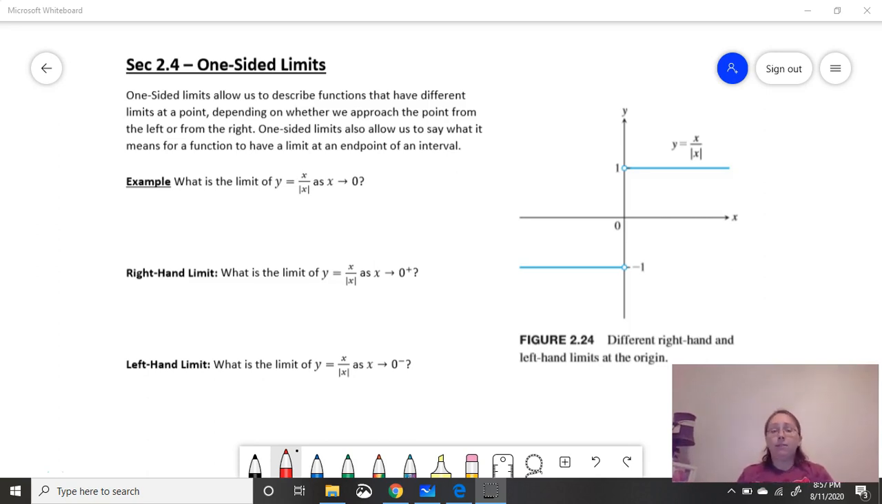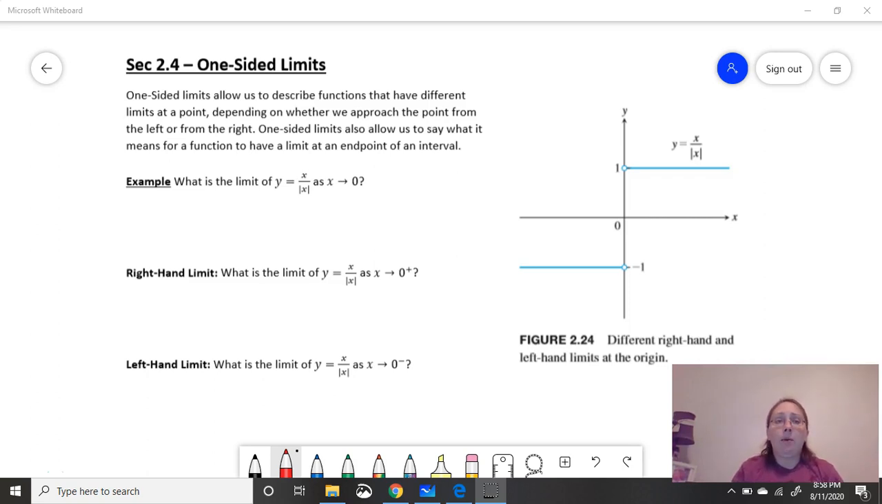The limit from the left, or the left-hand limit, and the limit from the right, or the right-hand limit. These are very important because they give us more information. Let me show you an example. So here we have a function, x over the absolute value of x. I don't expect you to graph this, but I expect you to be able to read it. So let me read for you first the paragraph.